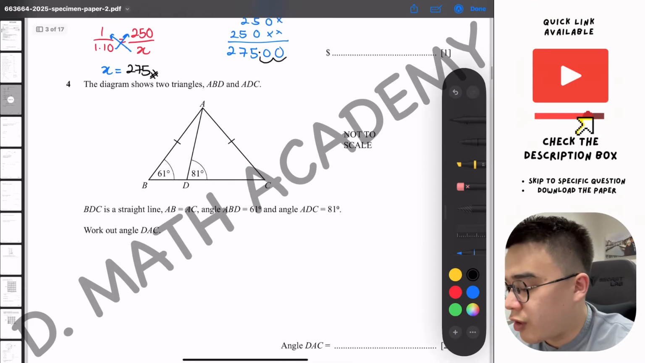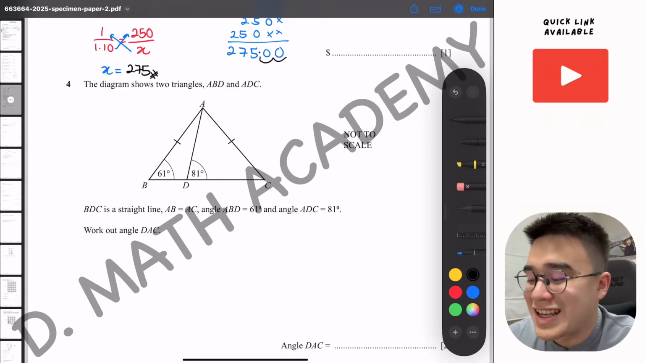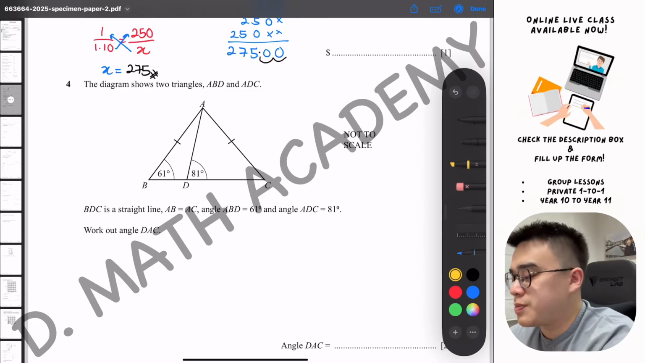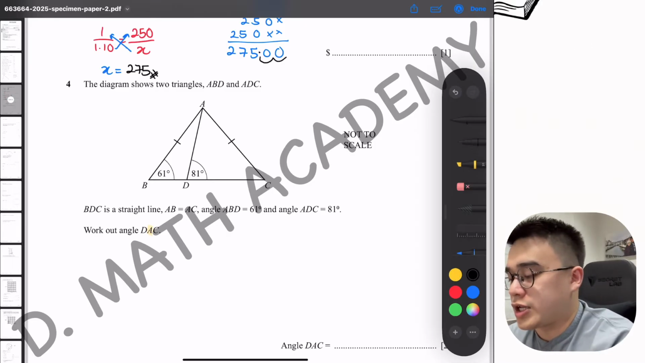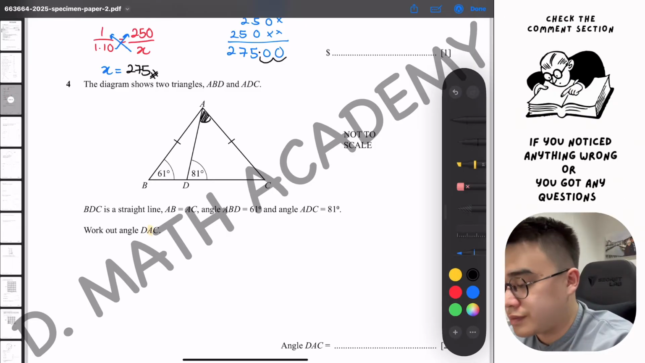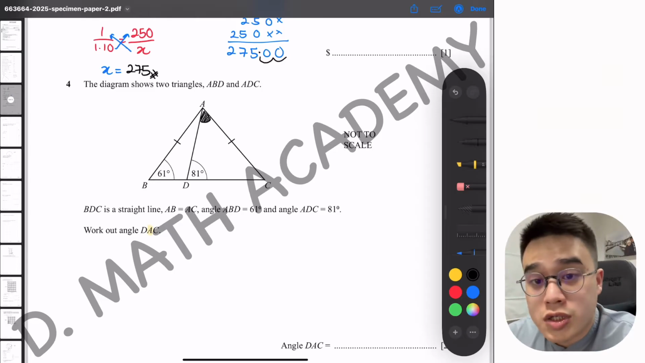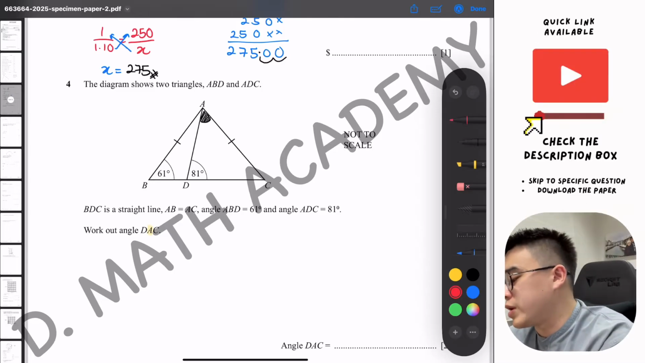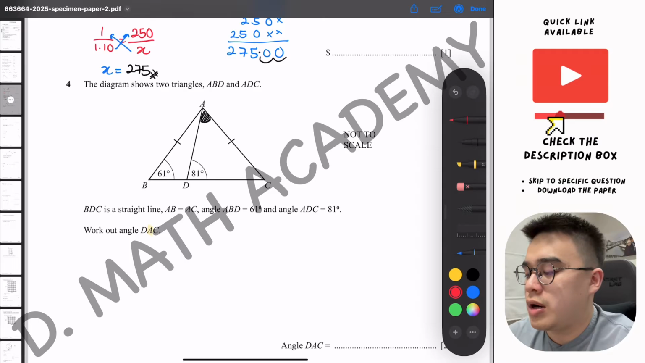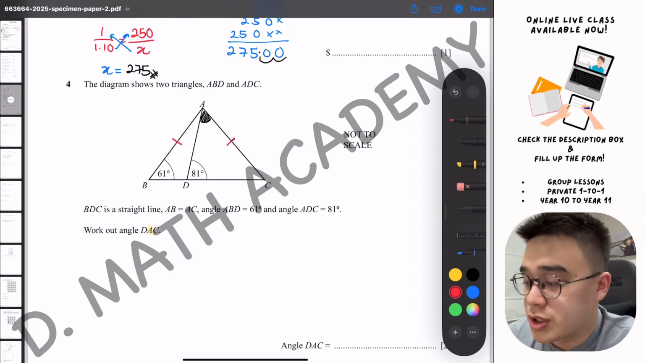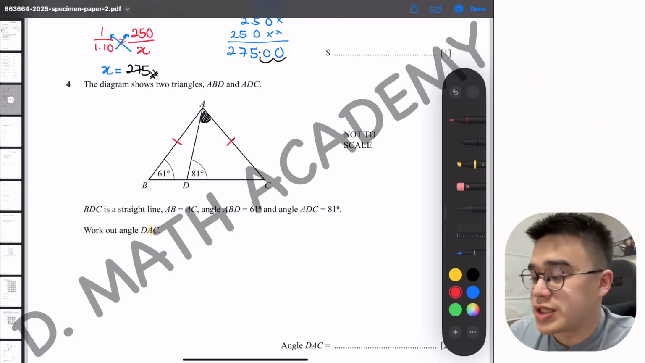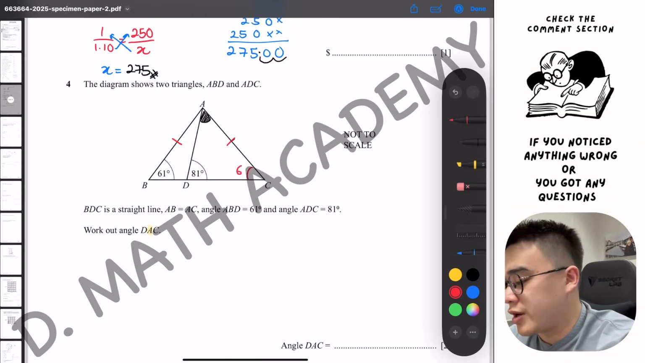Moving on to question 4, working out angle DAC. The angle that you're supposed to highlight here is the one in the middle, where it is actually this part here. Okay, so for you to complete your calculation, there's one piece of information that you can't ignore, which is the fact that it is an isosceles triangle, which means the 61 will actually be transferred here.